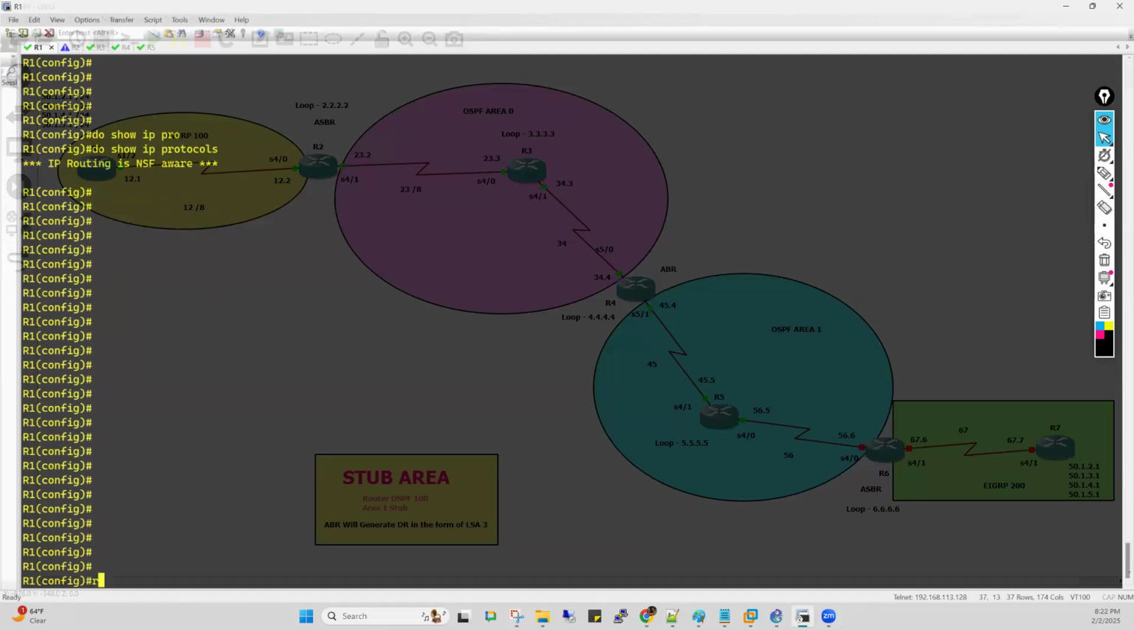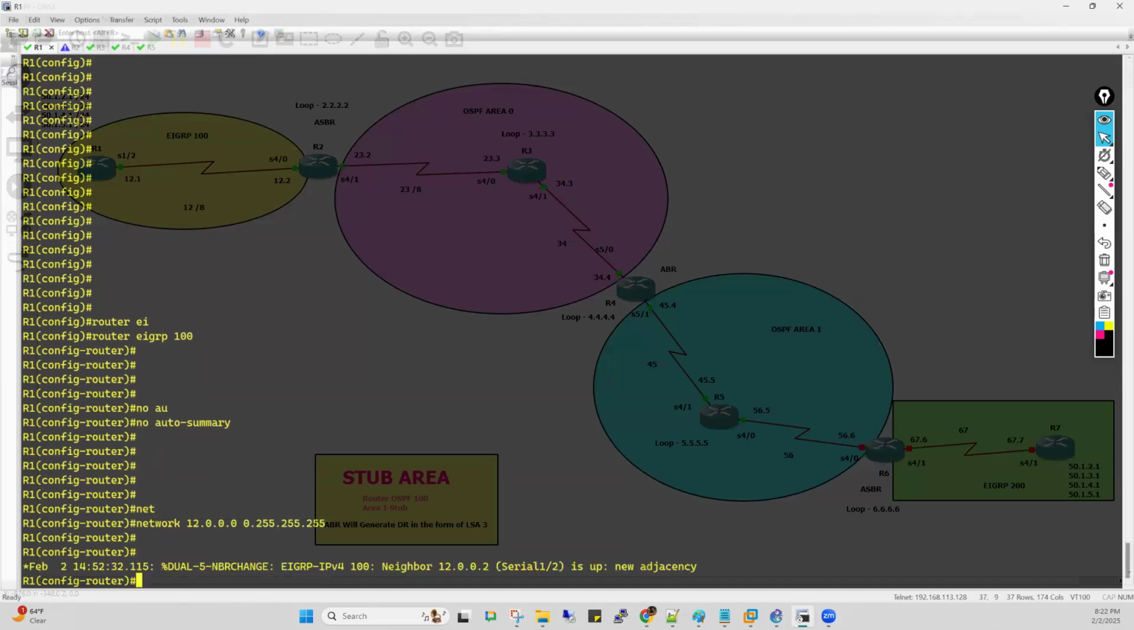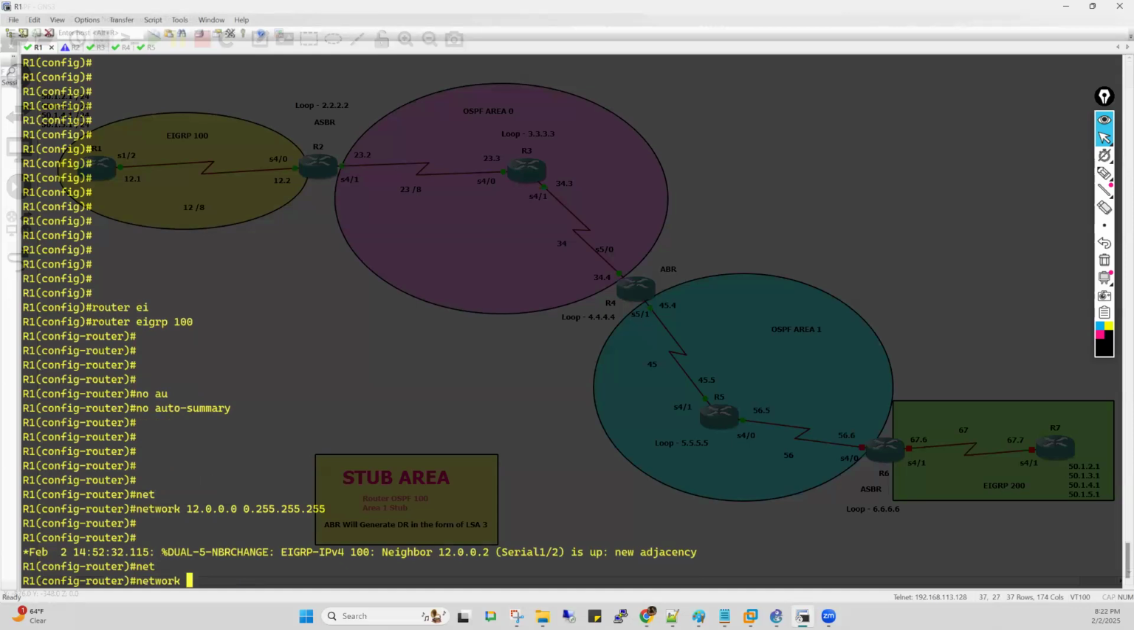I'm telling you how to configure EIGRP. Router EIGRP, then the AS number. The AS number is 100. After that, the no auto-summary command. After that, guys, network, and you need to advertise the prefixes in EIGRP. So here on R1, there is the 12 network: 12.0.0.0, then the wildcard mask. The wildcard mask will be, guys, 0.255.255.255. That's all. Clear?